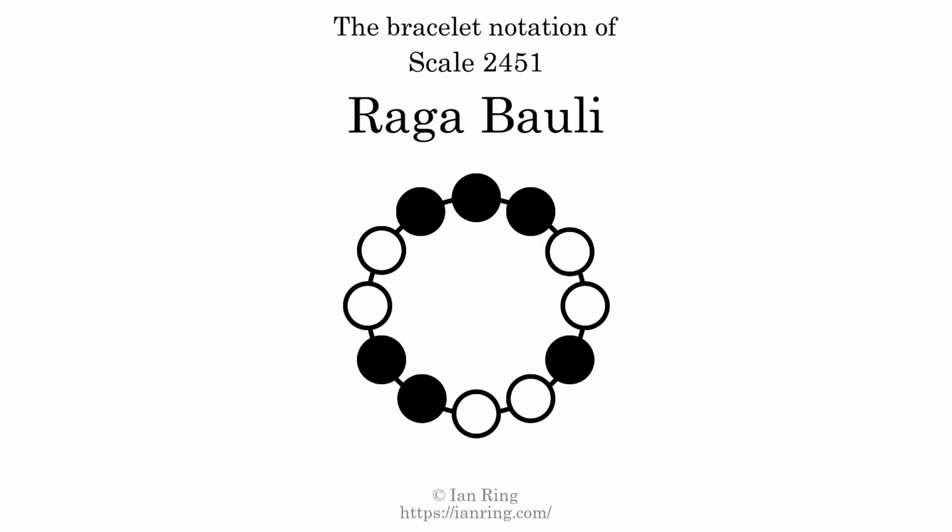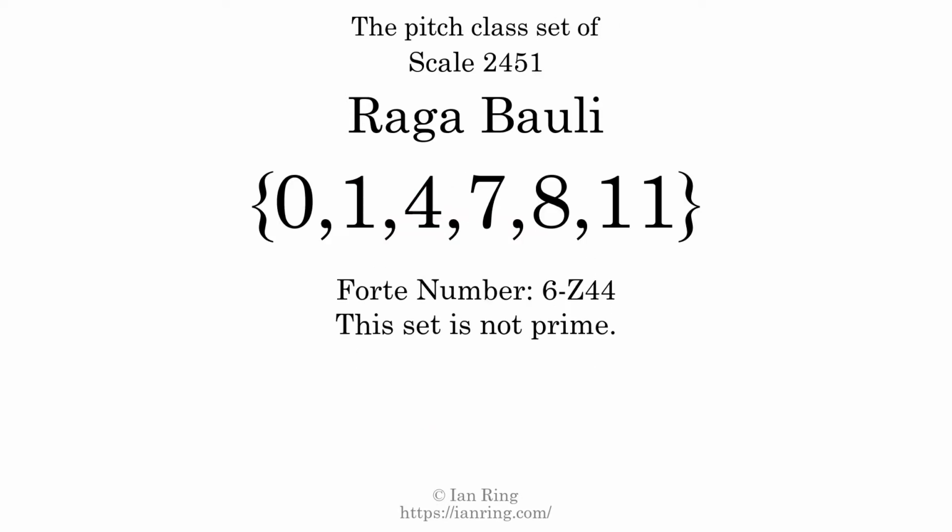This is a bracelet notation diagram of scale 2451. The shaded circles represent tones that appear in the scale, and they are read clockwise, starting at the top. The pitch class set for this scale is 0, 1, 4, 7, 8, 11. The forte class is 6Z44. This set is not prime.